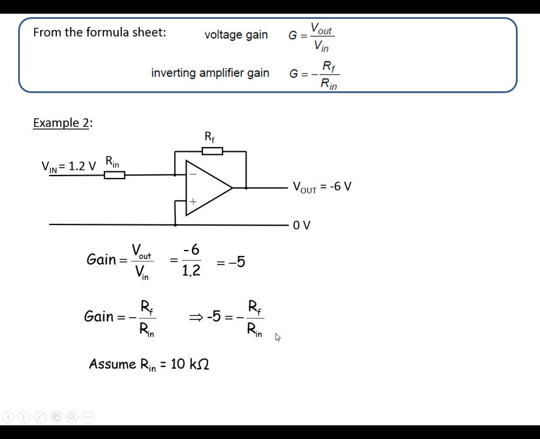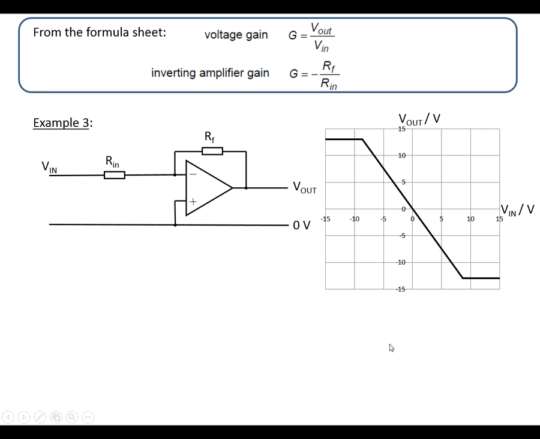So we're going to make an assumption. Assume that Rin is at least 10 kiloohms. The exam board would accept anything between 1 kiloohm and 1 megaohm for resistors. So let's just assume 10 kiloohms. How big is RF going to be? RF is going to be 50 kiloohms, so that 50k divided by 10k will give us 5. There we go.